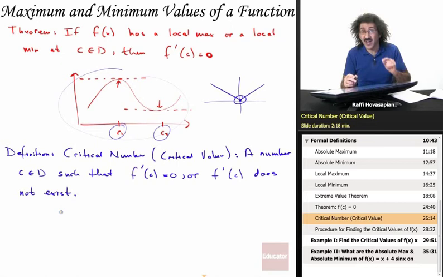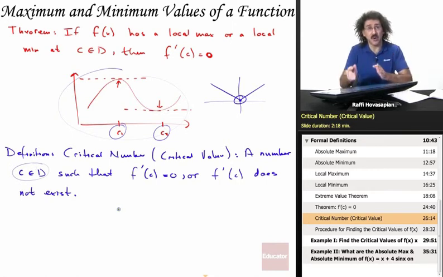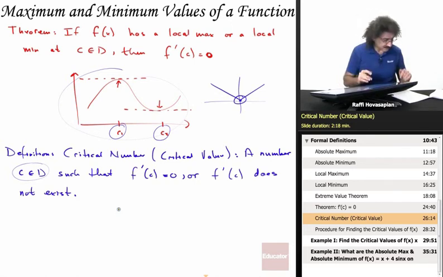Now, if it's not defined there, that's not considered a critical value, okay? So it has to actually be defined there. It has to be in the domain. That's important. If it's not part of the domain, then all bets are off.